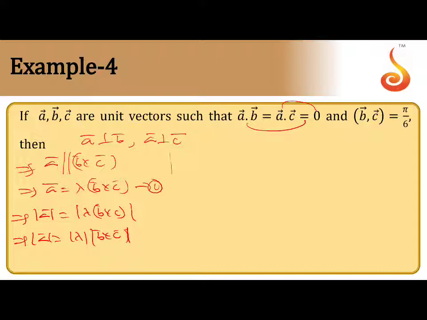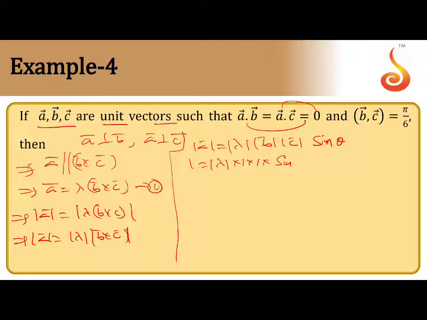So now the next step will be: magnitude of A equal to magnitude of lambda, magnitude of B, magnitude of C, sin theta. So A, B, C are unit vectors, so that magnitude is 1. 1 equal to magnitude of lambda into 1 into 1 into sine of the angle between B and C. Sine of the angle between B and C, what is given? Pi by 6. So 1 equal to magnitude of lambda into sine pi by 6, which is 1 by 2. So therefore 1 equal to magnitude of lambda by 2. Magnitude of lambda equal to 2, so lambda is plus or minus 2.